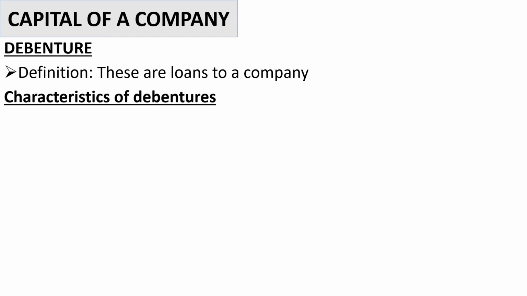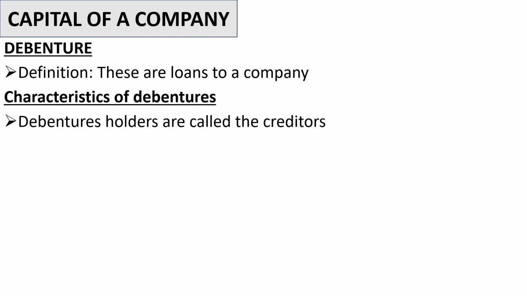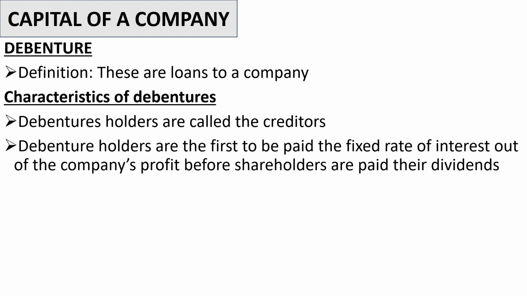So the characteristics include, first, debenture holders are called the creditors. People are going to give out money, resources to the company, and are not buying shares in the company. These are called debentures. Since they are not buying shares, it means that the company is not theirs, they are just giving out a loan.